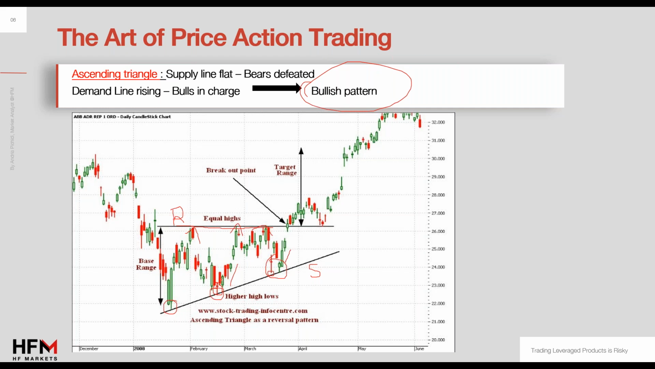And because this demand line is rising, that means that bulls are in charge. And they are attempting to break out on several occasions, and they have gained momentum each time. Can you see they have attempted here, here, here? So interpreting price action, remember, it's very subjective. So it's common for two traders who may have seen this to arrive at two different conclusions, right?